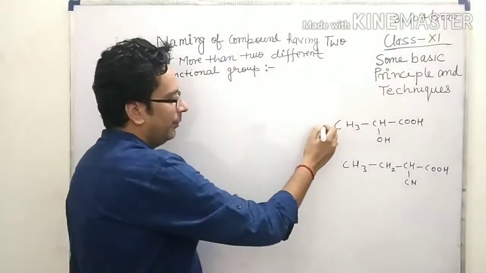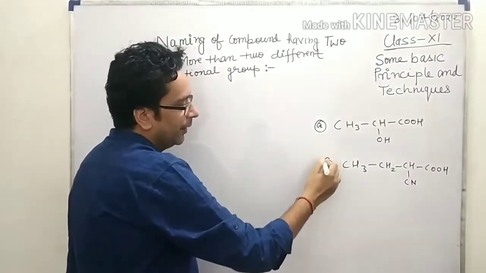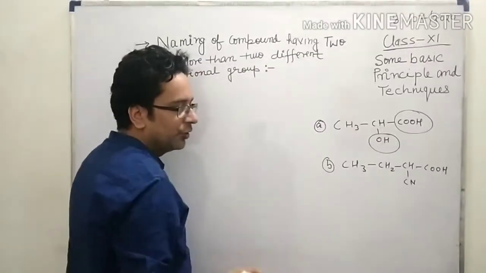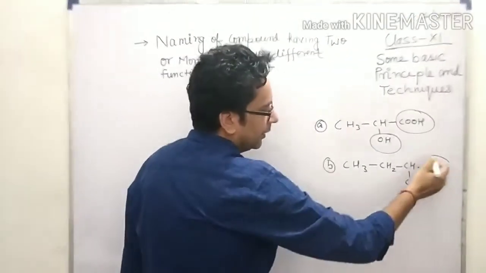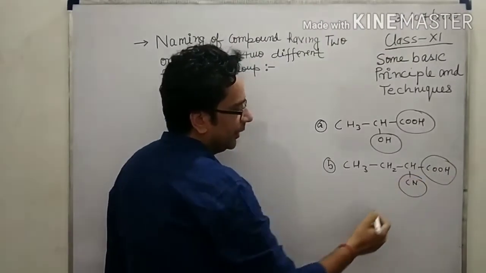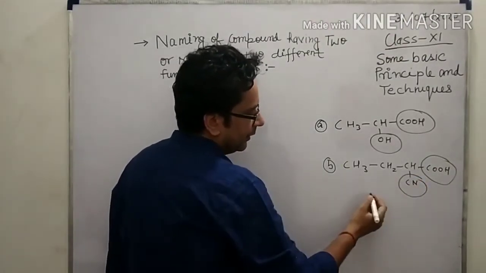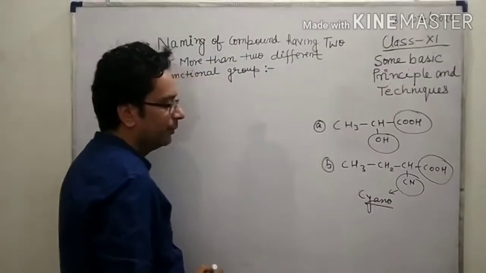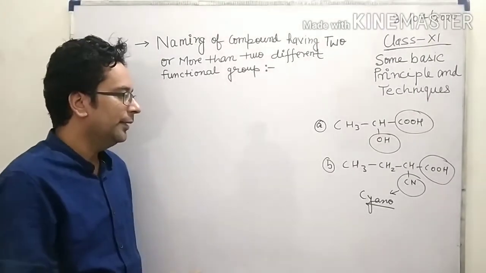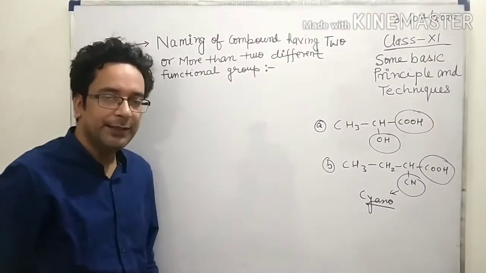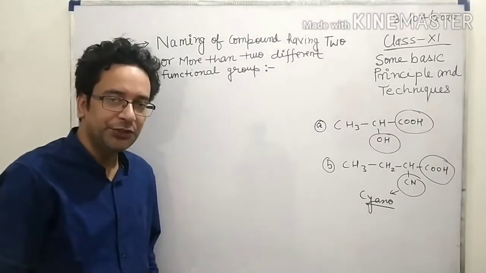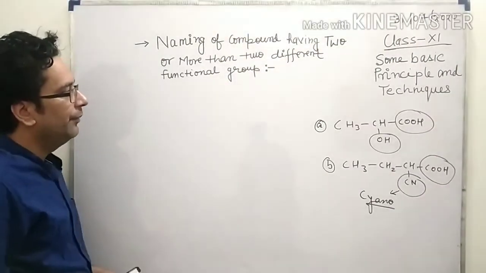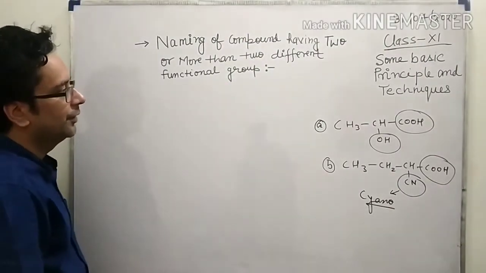In the first compound A and this one B, A contains two groups, COOH group and OH group, that is carboxylic group and alcohol. Now this one contains carboxylic group and this one contains cyano group, CN. Okay, this is the cyano group. So how to write the name of this type of compound which contains two or more than two different functional groups?